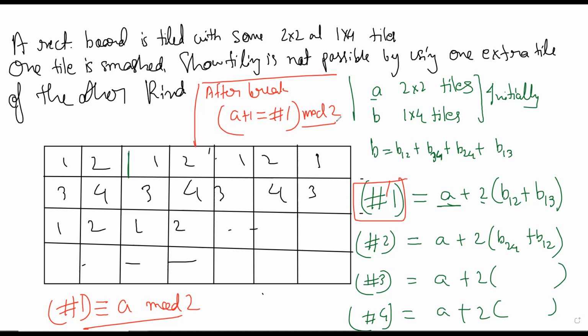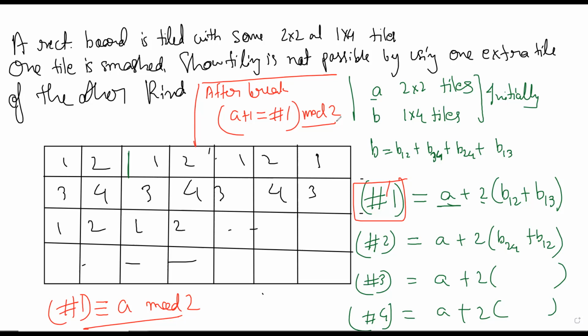Sir, my reason was, if we're trying to tile up this rectangular shape, if we first put a square of dimension 2 cross 2, it will cover 1, 2, 3, 4. And a 1 cross 4 tile will either cover 1, 3, 1, 3, 2, 4, 2, 4, or 3, 4, 3, 4.